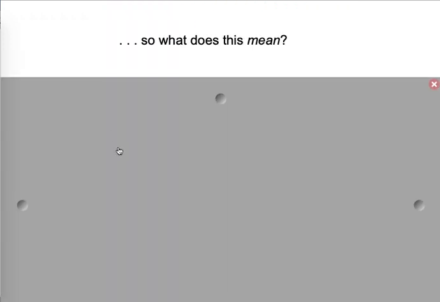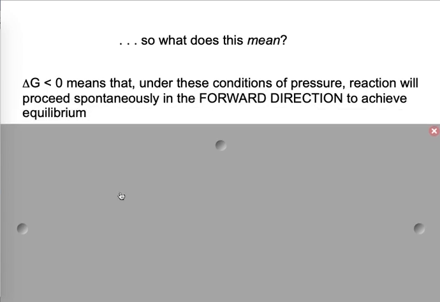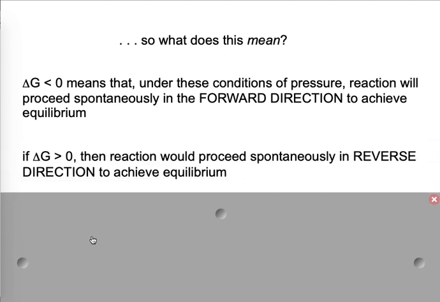So what does that mean? Well, the fact that delta G is negative means that under these specified conditions, with the partial pressures stated, the reaction is going to proceed spontaneously in the forward direction to achieve equilibrium. A negative value of delta G means that under these conditions, the forward direction is spontaneous. If delta G is positive, then that means the reaction in the forward direction is non-spontaneous. In contrast, it would proceed spontaneously in the reverse direction to achieve equilibrium. That's the significance of the sign of delta G we calculated.